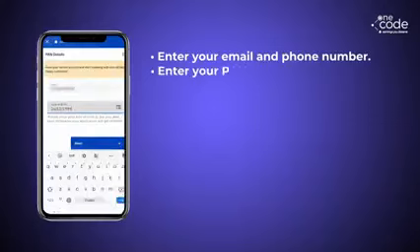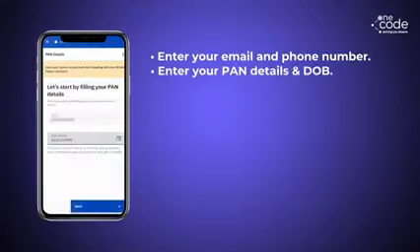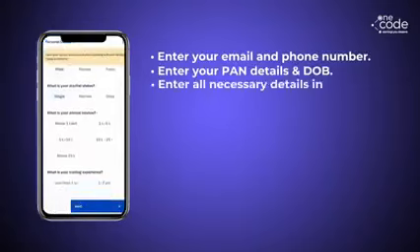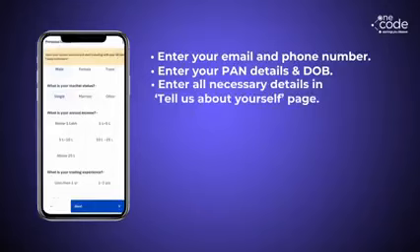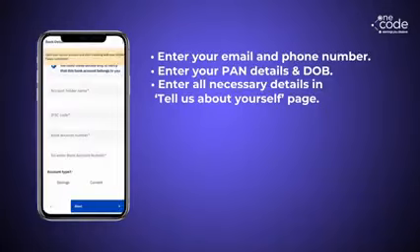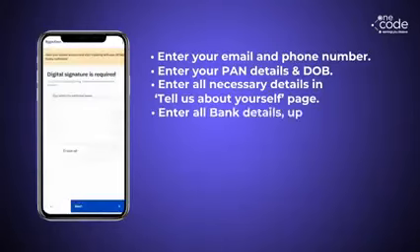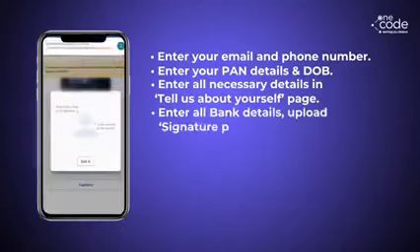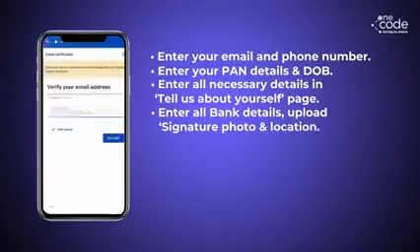After this, you have to enter your PAN details and date of birth. After this, the Tell Us About Yourself page will open, in which you will have to give some of your details. After filling all the details, proceed further by clicking on Next. Now, you have to select Equity in Trading Preferences and enter bank details. After this, upload the signature on a photo and share the location.